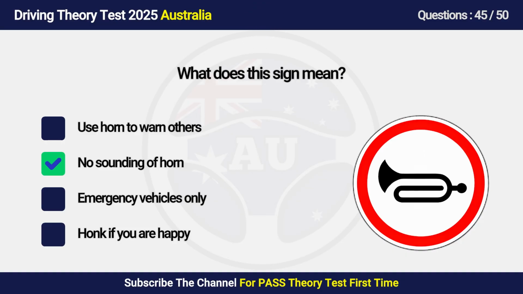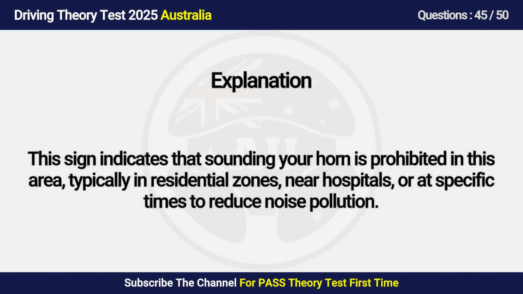Answer is B, no sounding of horn. This sign indicates that sounding your horn is prohibited in this area, typically in residential zones, near hospitals, or at specific times to reduce noise pollution.